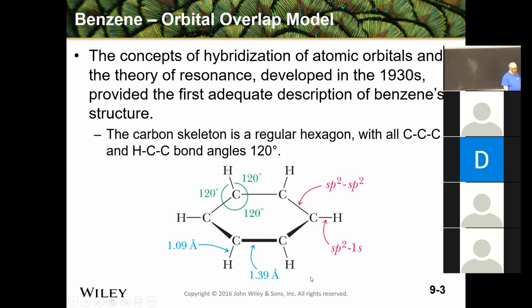The carbon skeleton is a regular hexagon. All CC bond angles and HCC bond angles are 120 degrees. Okay, they are exactly 120 degrees. The carbons are sp2 hybridized, so there is no strain whatsoever. There's no bond angle strain at all in benzene.